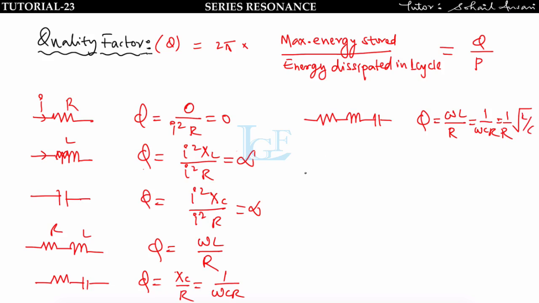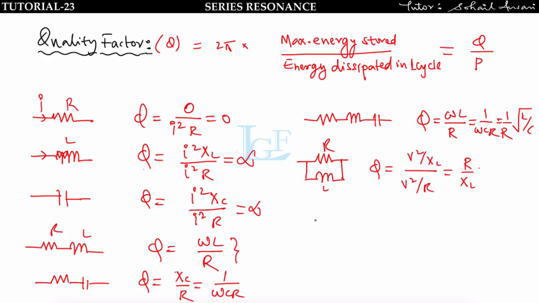Now let us consider the parallel RL network. How will I find the quality factor? Quality factor is the ratio of reactive power upon active power. The reactive power is V square upon XL and the active power is V square upon R, since the voltage across both the resistance and inductance is the same. Finally I get R upon XL, exactly the opposite of what we found in the series RL circuit.